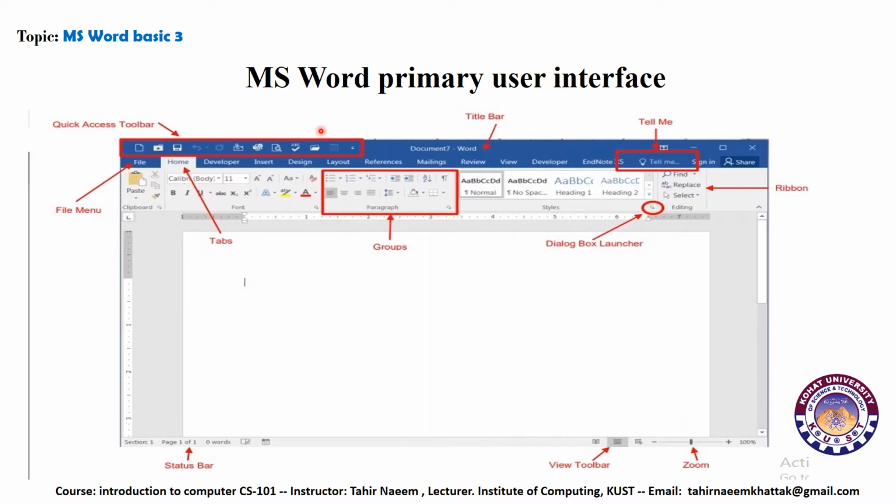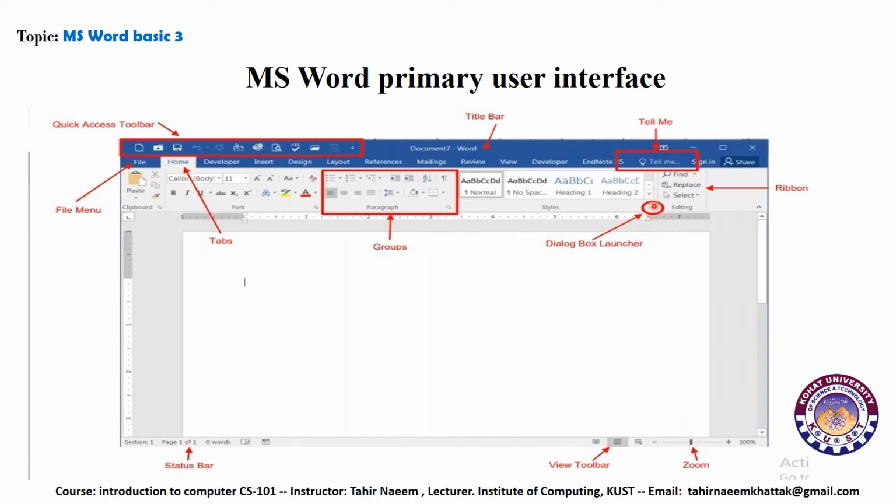So first of all, we will discuss the primary user interface. This is the interface when you open Word. This will be the primary interface. In the previous lecture, we studied the clipboard and font group in the home tab, while today we will discuss the paragraph group. After this, we will discuss style and editing. So these are different ribbons, and you can get help from here if you don't understand anything.